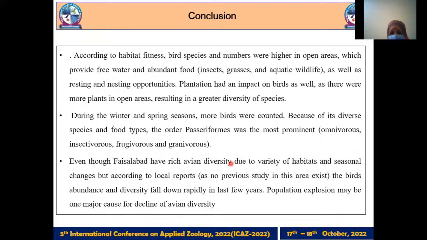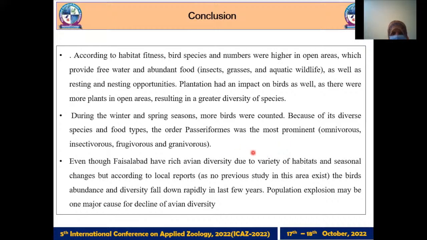Plantation had an impact on birds, as there were more plants in open areas, resulting in a greater diversity of species. During winter and spring seasons, more birds were recorded because of the diverse species and food types. The order Passeriformes was the most prominent.